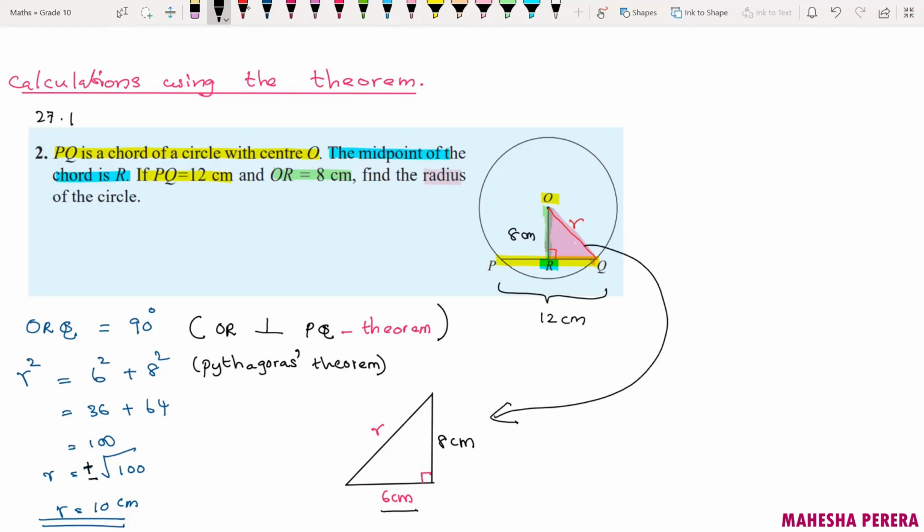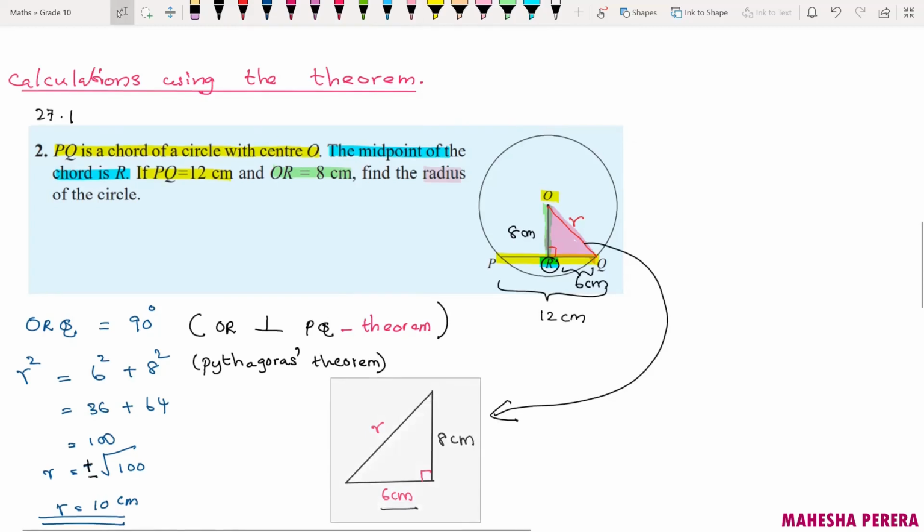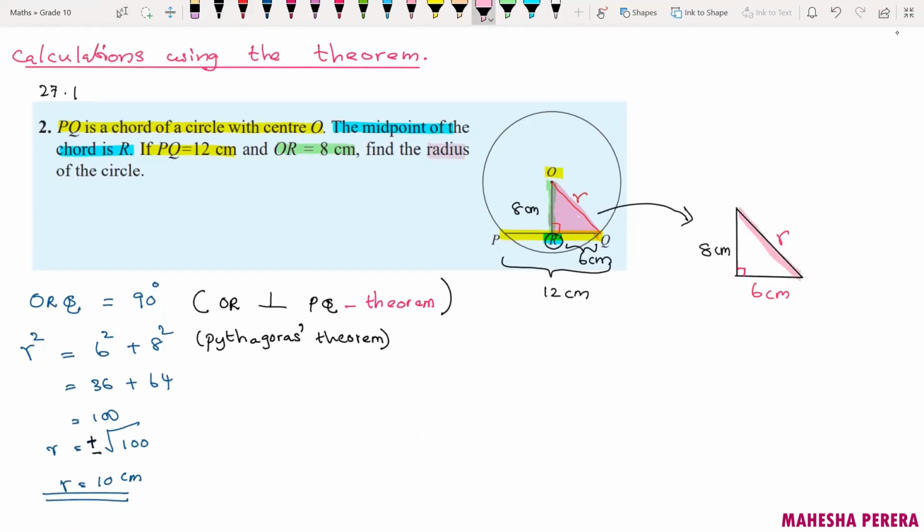How come? We are given the length of PQ as 12 centimeters. And R is the midpoint, that means RQ length is half of 12 centimeters, and it should be 6 centimeters. Let's draw this right angle the other way around. So by applying the Pythagoras theorem, we can easily find our radius.